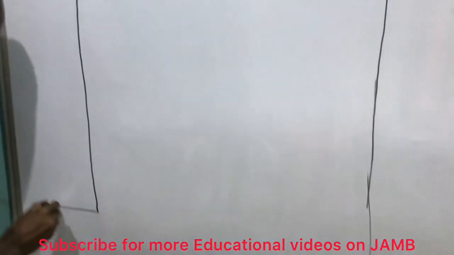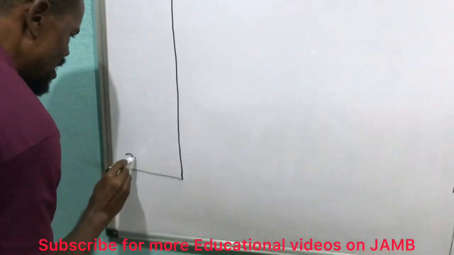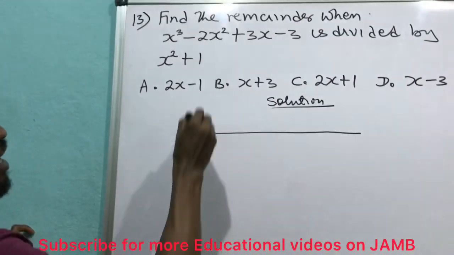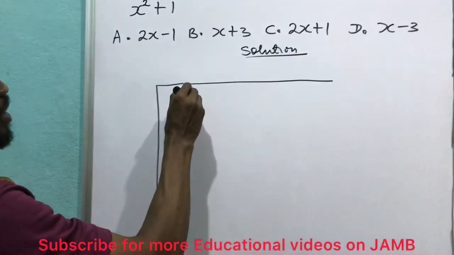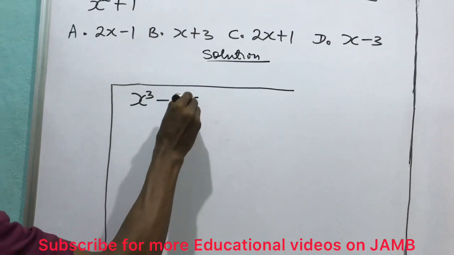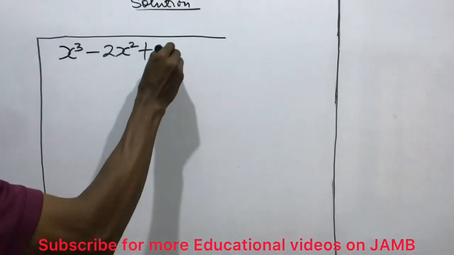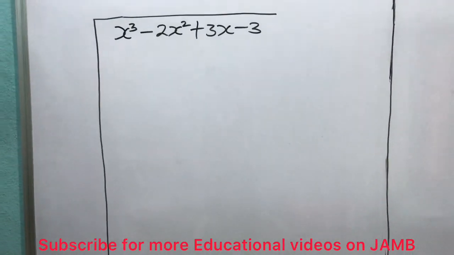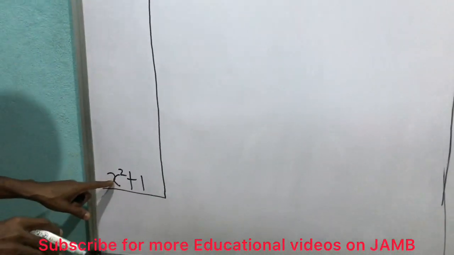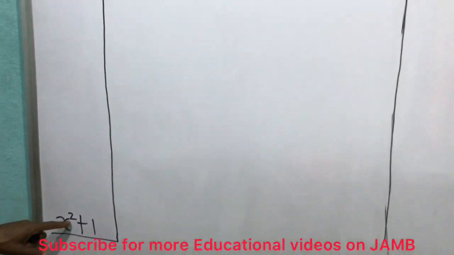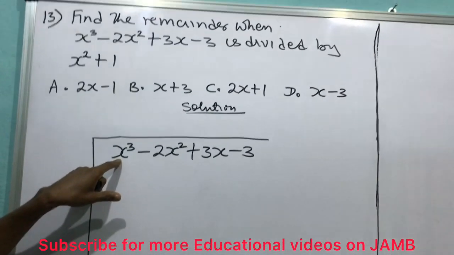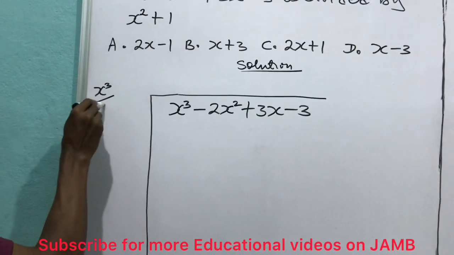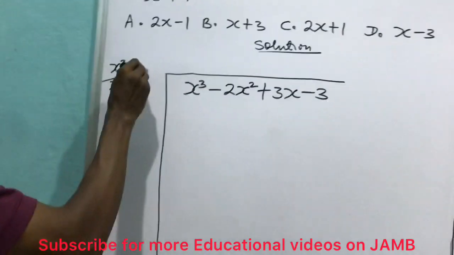Look at me this way. I come over here, and they said I should divide by x squared plus 1. What am I dividing? I'm dividing x raised to power 3 minus 2x raised to power 2 plus 3x minus 3. That's what we are dividing. What's the first thing I will do? I will take x raised to power 3 divided by x raised to power 2. What is it going to give me? It will leave me with x.